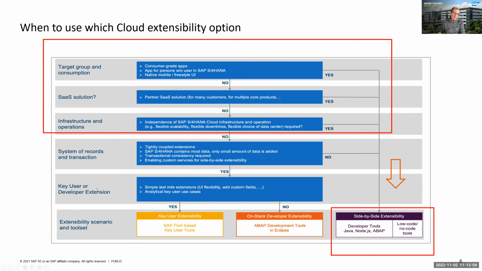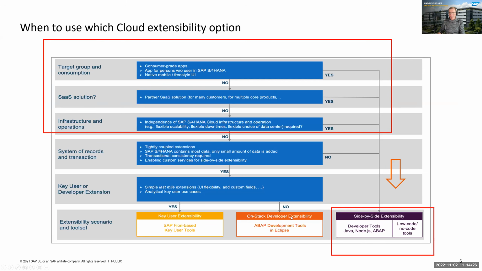And the key user extensions come into play for what we call last mile extension. So UI flexibility, custom fields. These are cool tools because they work seamlessly now for years. However, it's not real, in quotes, development. So anything that needs real development would either be a side-by-side extension or an on-stack extension.